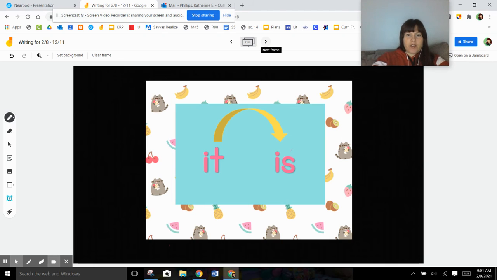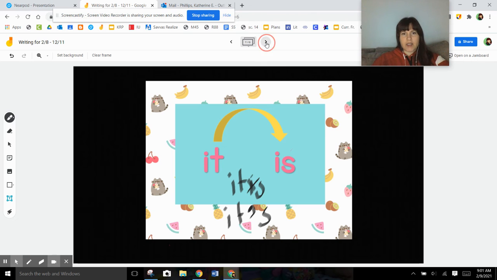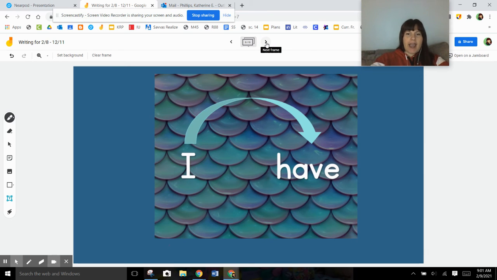It is: first thing we do is we combine them to make one word. Then we take out the I, replace it with an apostrophe, and bring everything else down to make it's. And then I have: we combine them together to make one word. We take away the H and the A. We take away two letters with that one, so we take away the H and the A. We bring down the I, replace the H and the A with an apostrophe. Bring down the VE, turn I have into I've.